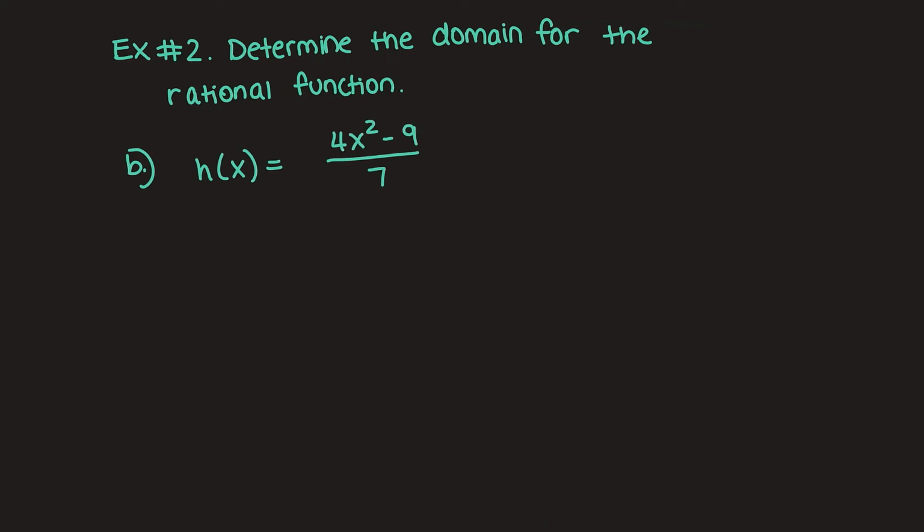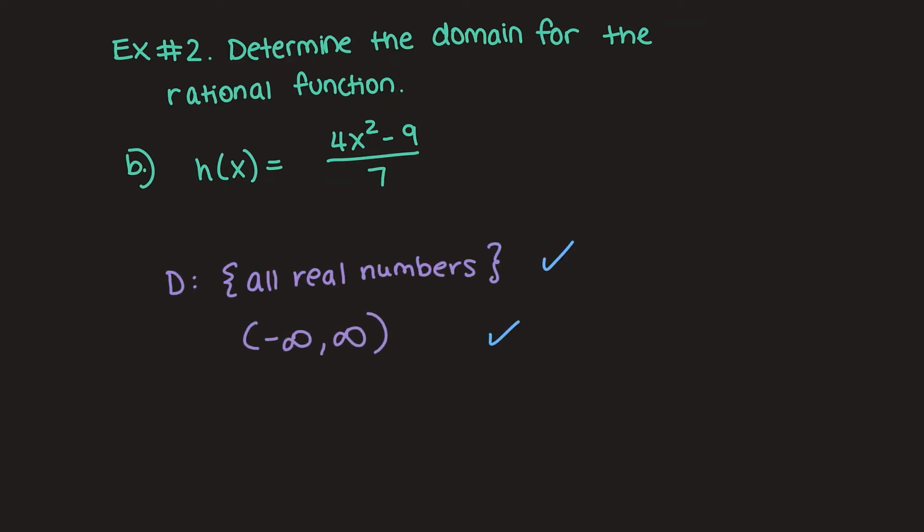Okay, for the next function, the domain will be all real numbers except the value or values that will make the denominator equal 0. However, since there is no variable in the denominator and we only have a constant, the denominator will never equal 0. Therefore, our domain will just be all real numbers and in interval notation, negative infinity up to positive infinity.